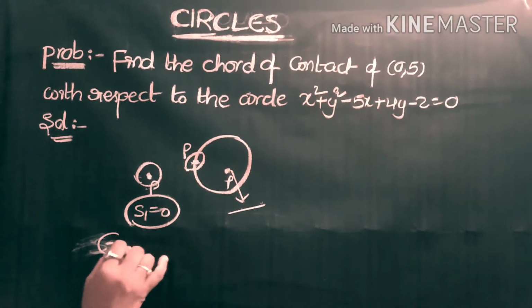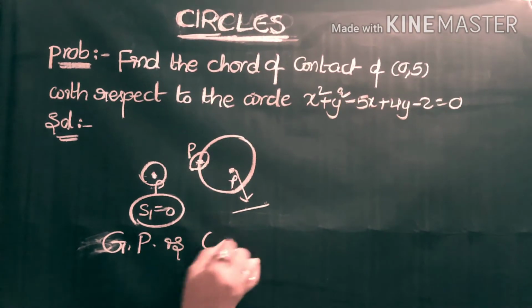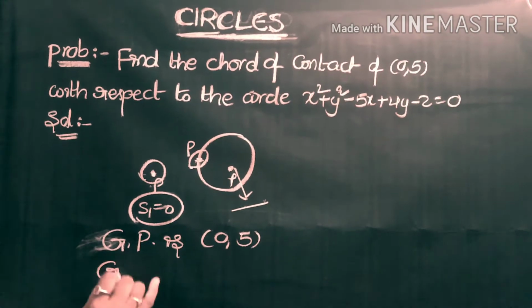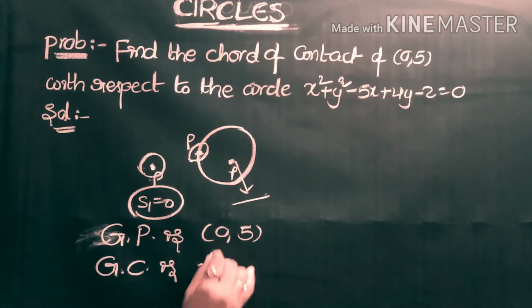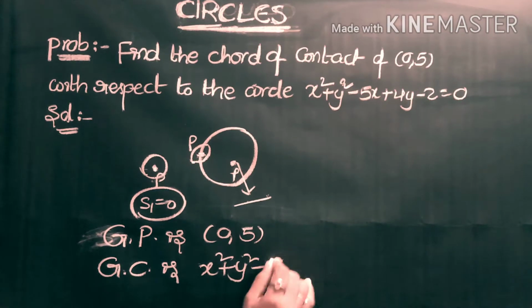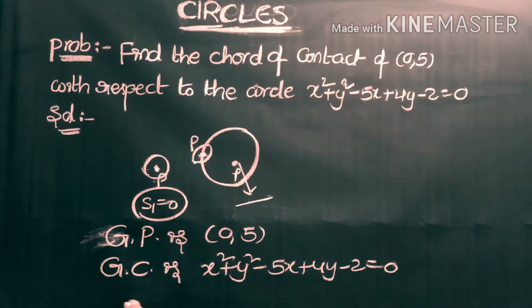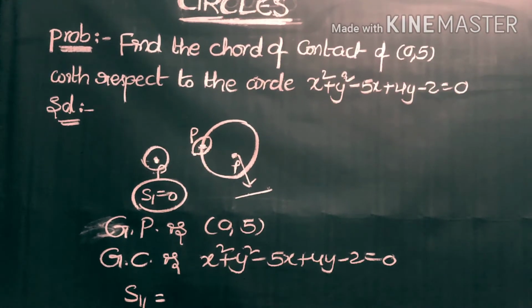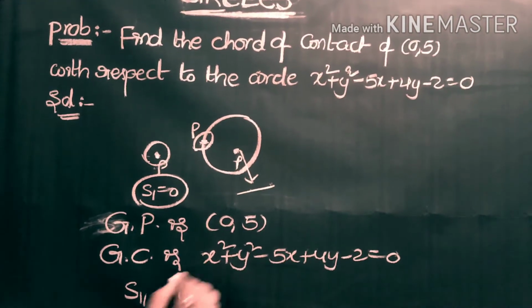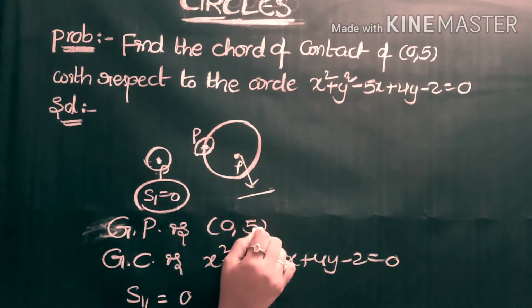First we have taken the given point and given circle. The given point is (0, 5), and the given circle is x square plus y square minus 5x plus 4y minus 2 equals 0. Now first finding the value of S11, we substitute the values 0, 5 in place of x, y.